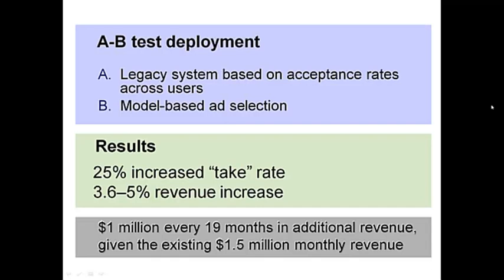So there were about 200 and something ads, and in a head-to-head A/B deployment, comparing the existing legacy system, not based on prediction, but simply based on acceptance or response rates. That is the ones that are most responded to overall, most popular, most commonly clicked correctly, positively by the users.